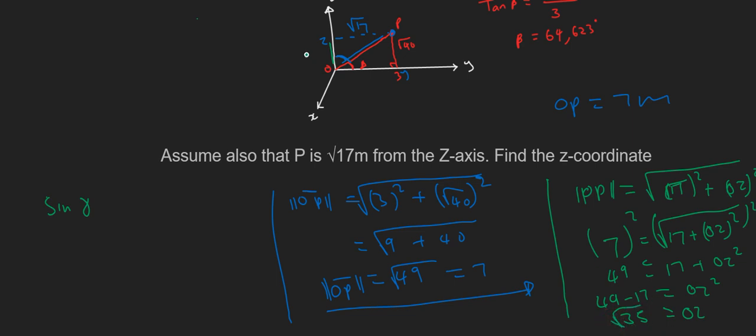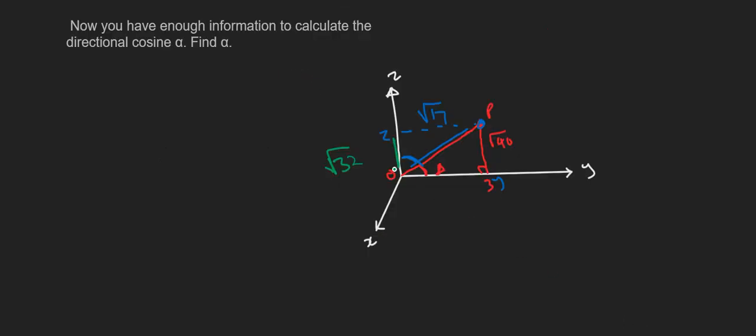So that means here we have the z coordinate to be root of 35. On the previous question, I think I made a mistake here. I put 35, it was supposed to be 32, but yeah, you see it now.